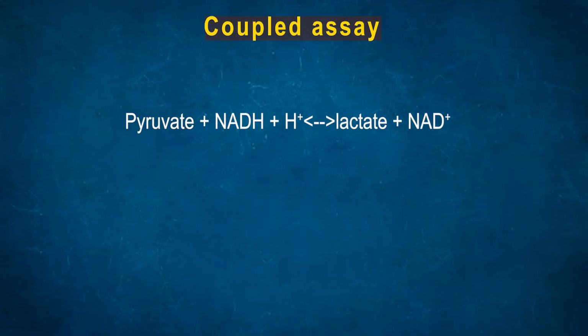So this pyruvate kinase reaction is coupled with, once again, the lactate dehydrogenase reversible reaction, where pyruvate is transformed to lactate and NADH is utilized to NAD+. As NADH is utilized, the utilization can be monitored by the decrease in the OD or absorbance at 340 nanometer. So within some given time we can measure the activity of the enzyme by coupling this reaction.